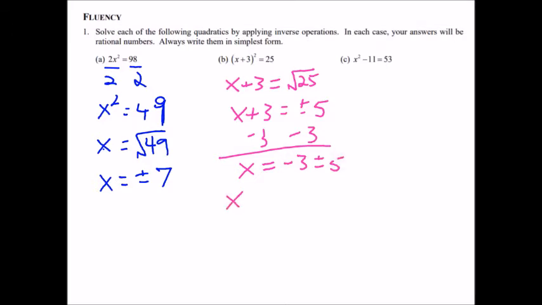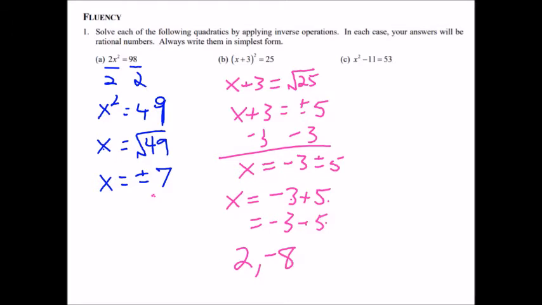So that means we have two answers. Just like over here we had answers of positive 7 and negative 7, here we're going to have an answer of negative 3 plus 5 and an answer of negative 3 minus 5. So one answer is going to be negative 3 plus 5, which is 2, and negative 3 minus 5 is negative 8. So those are our two answers.